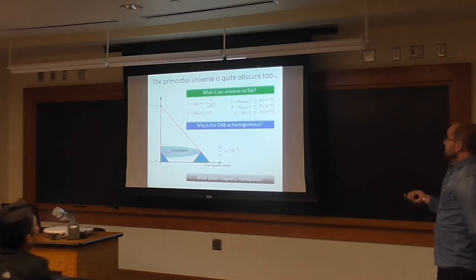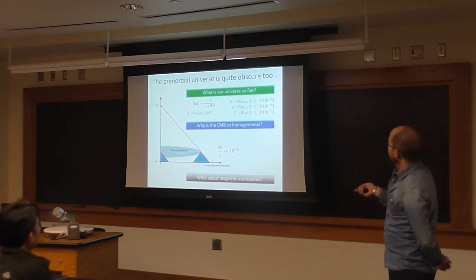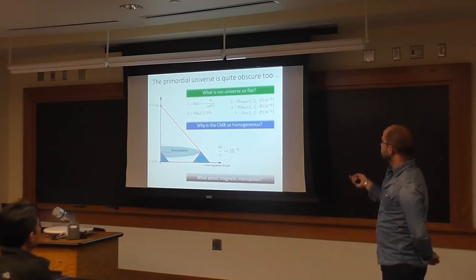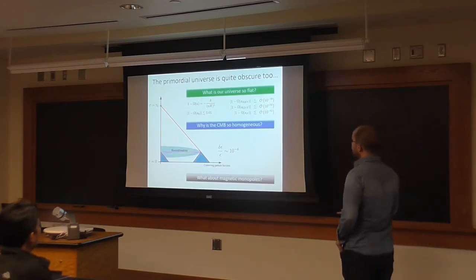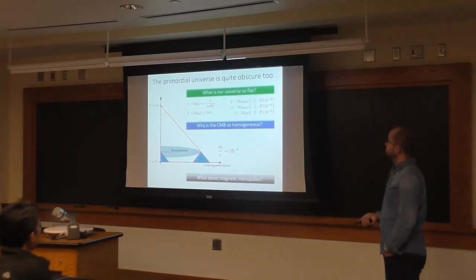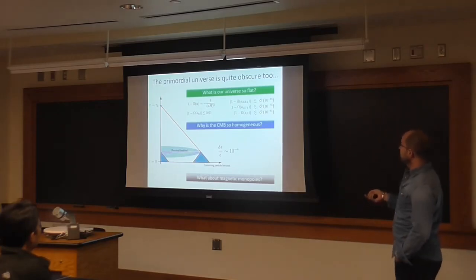So what about cosmology? Cosmology is not much better. We know a couple of things, but it's very puzzling as well. We don't know why our universe is so flat. We can measure that it's pretty flat today, but we have no idea why, because in principle curvature should grow exponentially. And we don't know why the CMB is so homogeneous, which is also very puzzling.